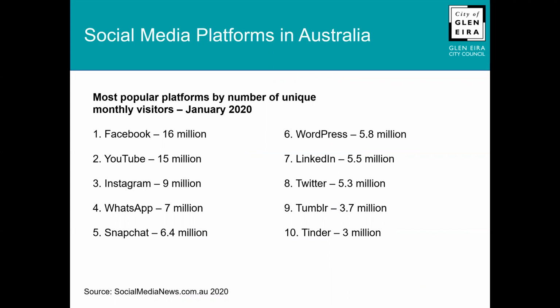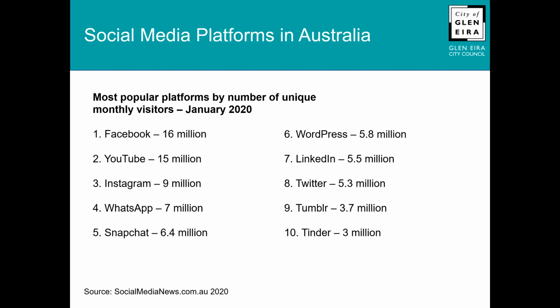Here is a list of the most popular social media platforms in Australia. And you can see here that it is a little bit different to the graph that I showed you before. Once again, the leader is Facebook, followed closely by YouTube. And then we change a little bit. We go to Instagram, WhatsApp, Snapchat, WordPress, LinkedIn, Twitter, Tumblr, and Tinder.